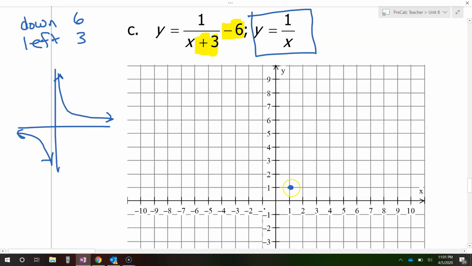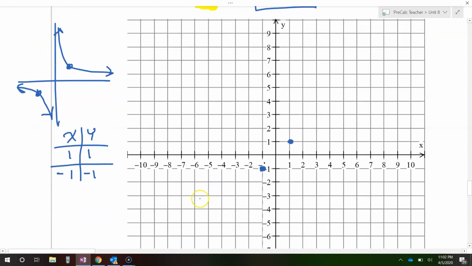Specifically, 1, 1, this branch is going to go through that point. You know, it doesn't seem worth making a table of values over, but if you just think about it, if x is 1, then if you plug in 1, that's 1 over 1, that'll give you 1 for the y value as well. Okay, similarly, I know that this point over here is going to be -1, -1. And again, if I let the x value be -1, then I've got 1 over -1. That's going to be -1. So I get -1, -1. All right, so those are these 2 points right here.